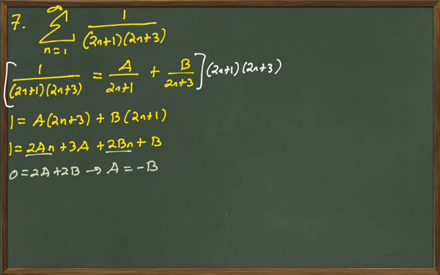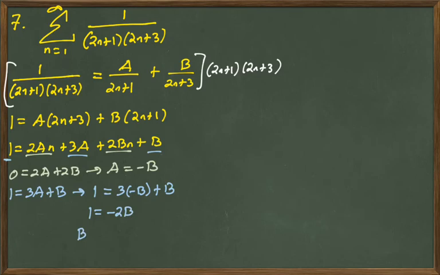Now let's do the constants. So the constant of 1 is equal to 3a plus b. Now we know that a is equal to negative b, so 1 is equal to 3 times negative b plus b. So 1 is equal to negative 2b, so b is equal to negative 1/2. And a is equal to negative b, so negative 1/2 would be positive 1/2 for the a.